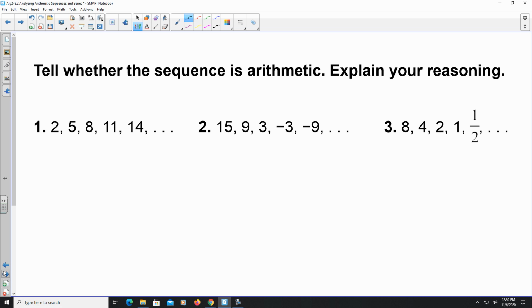So here, same thing, we have a series of terms for these different problems. Again, I would advise you to check these to see if they are arithmetic or not. If you are not sure, please leave a comment. I am more than happy to show you those problems if need be.